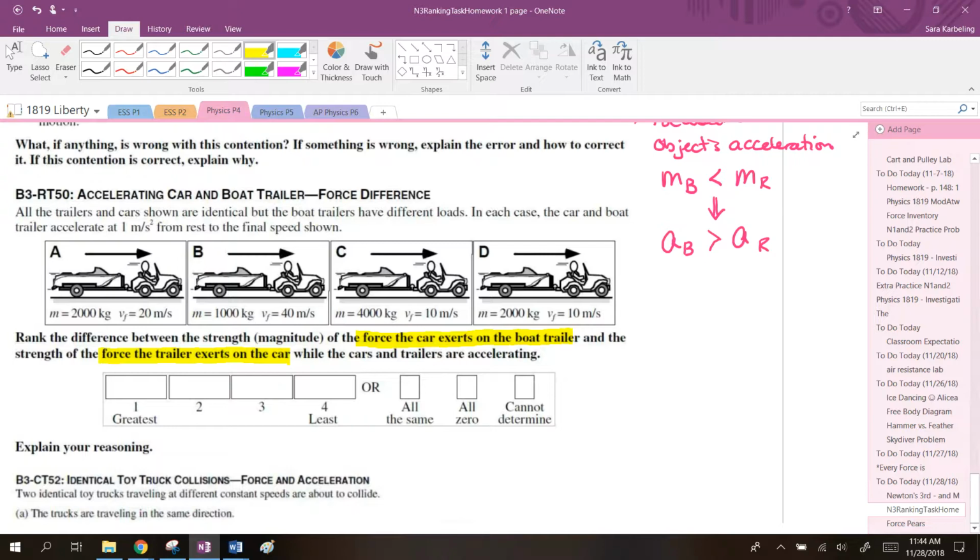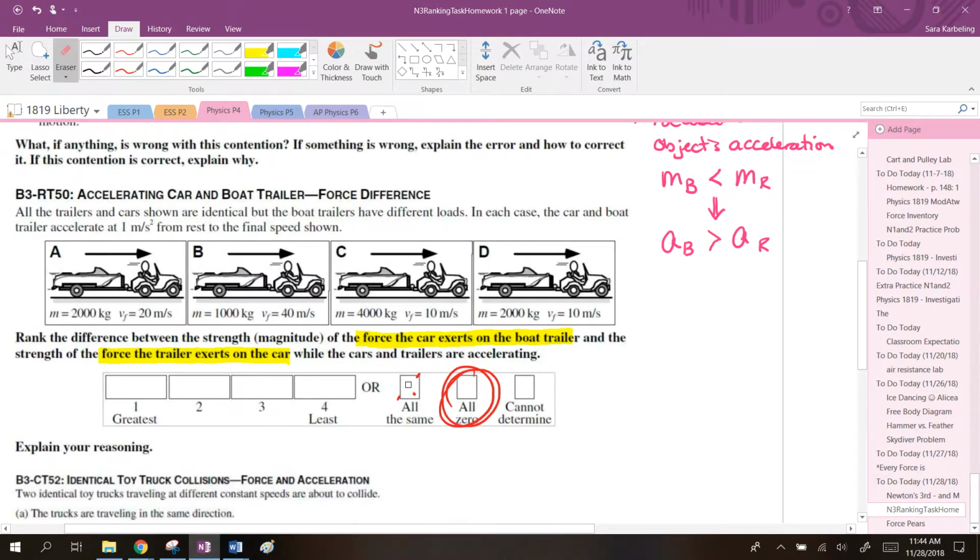So the difference means we're going to subtract them, right? So if the car pulls on the trailer with 12 newtons of force, the other one is also 12. So what's the difference between 12 and 12? 0. Okay. So in this case, the differences are what? Are they all the same? Should I mark this one? Does everybody agree with that? Is there a better answer? They are all 0. Yeah, that's the better answer.